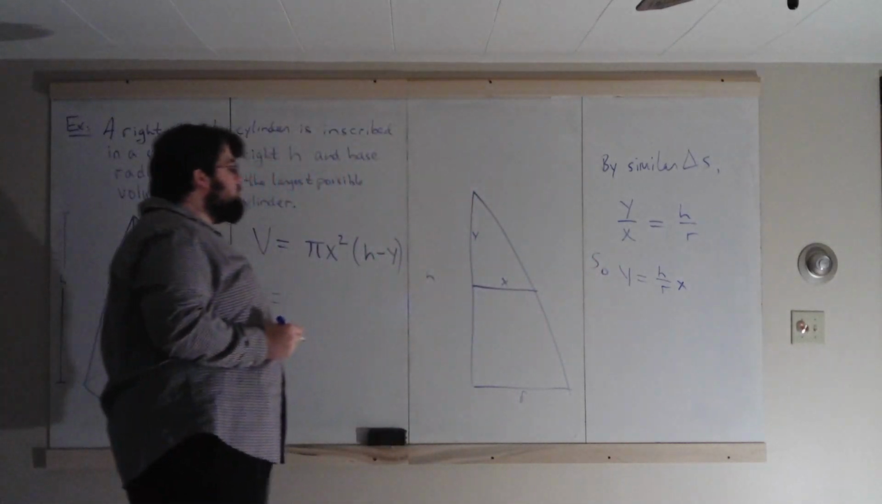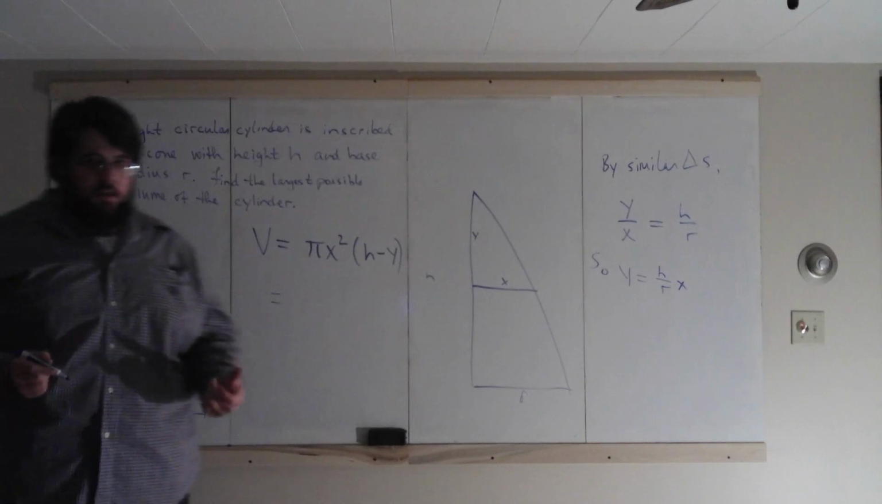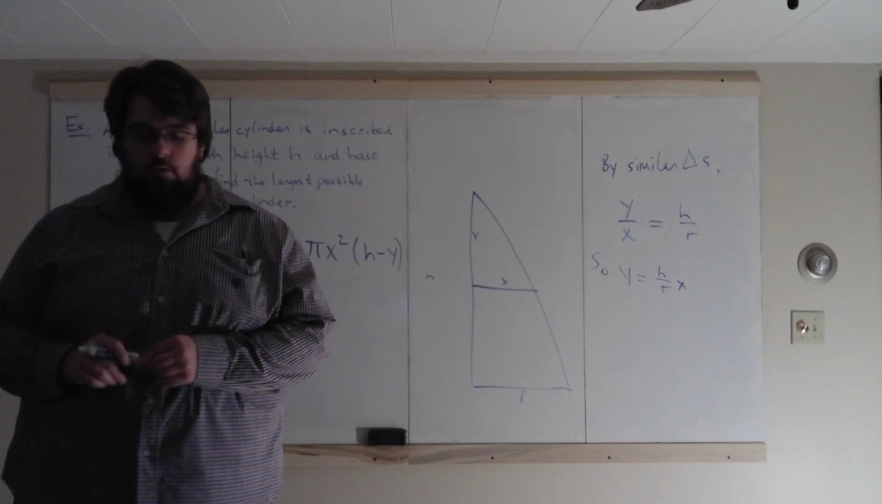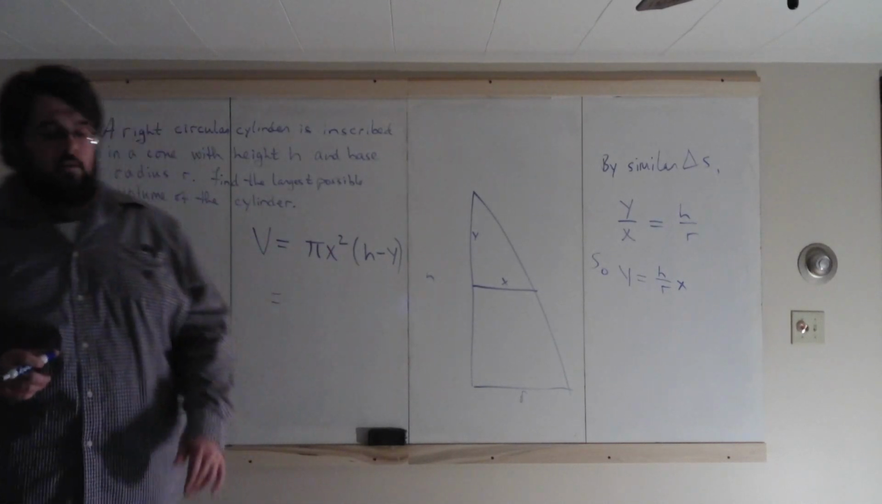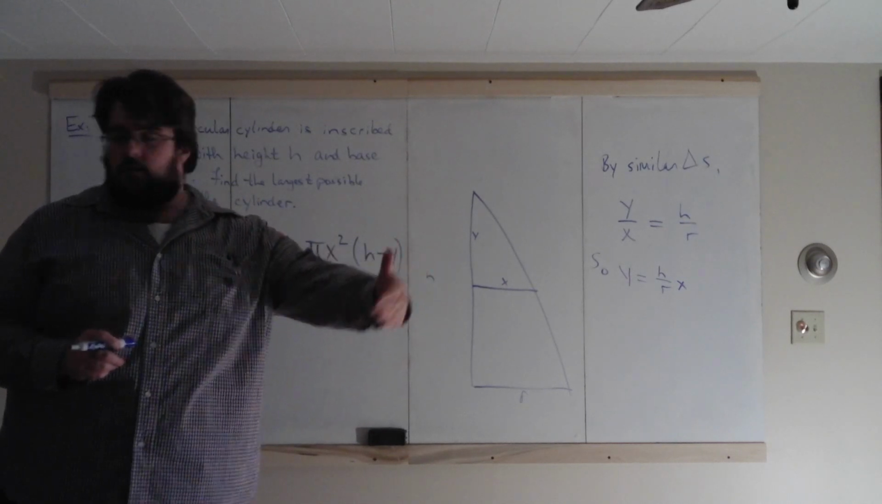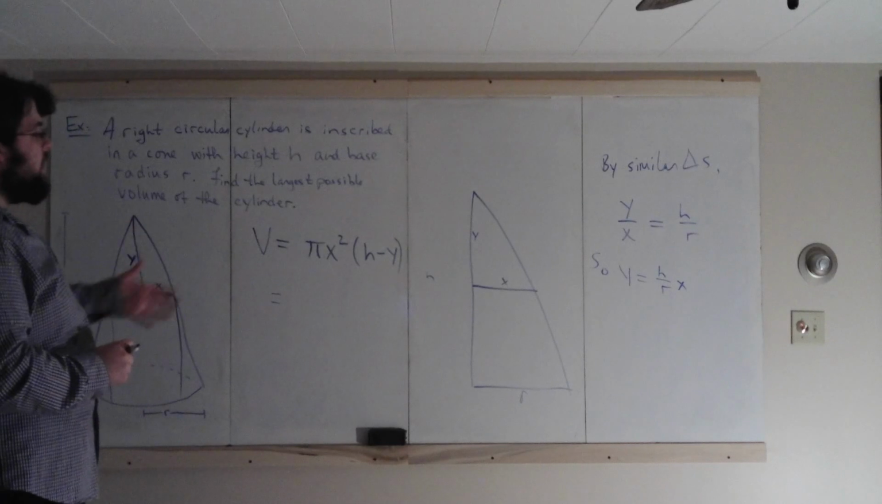So multiply everything by x. So y equals h over r x. In this example, we will see that those rules with limits and derivatives, well, I guess more with derivatives than limits, since we're not really doing a limit here directly. The rules where we can pull a constant out of the derivative will be very useful for organizing a problem like this.